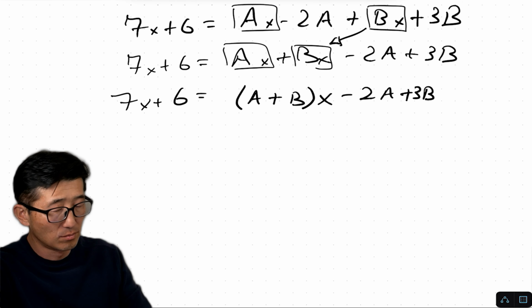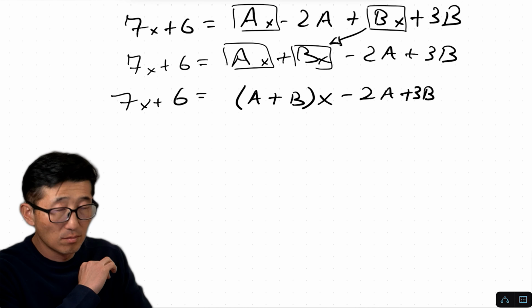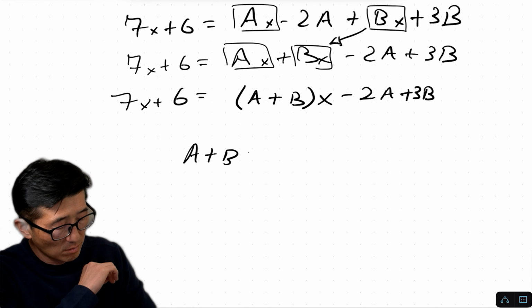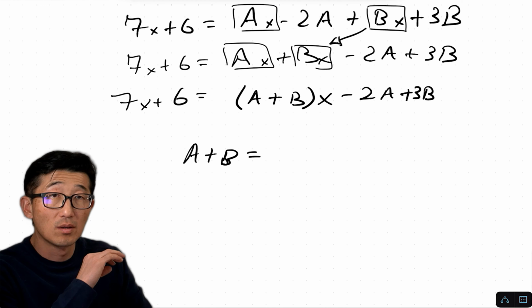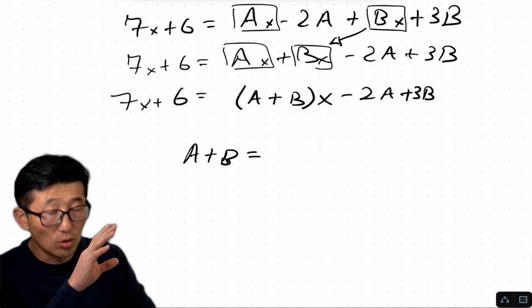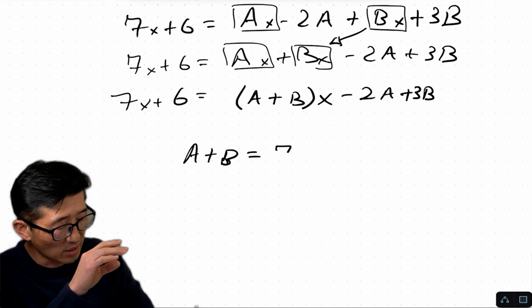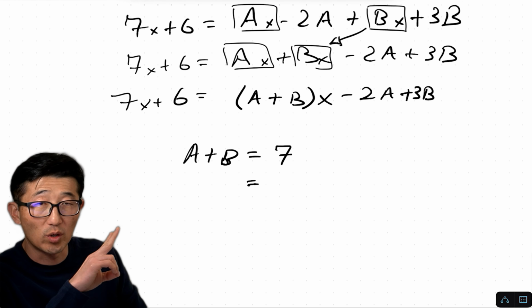First equation is going to be A plus B times X, right? Or A plus B equals 7X. Or no, 7 just equals 7. So we're going to disregard the letter and just equate the numbers attached to X. And that equals 7. Now, what's the second equation going to be?